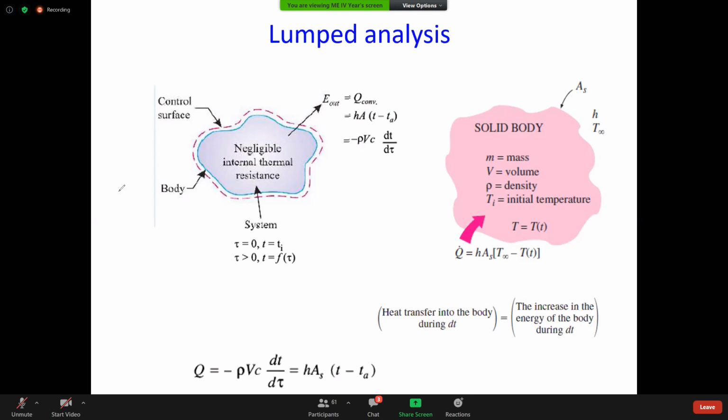Q out is equal to Q convection. And at the same time, whatever heat transfer, this is the thing: Q is equal to minus rho V Cp dT by d tau, because rho V Cp delta T within the body we already studied in our thermodynamics. That is not a new thing.